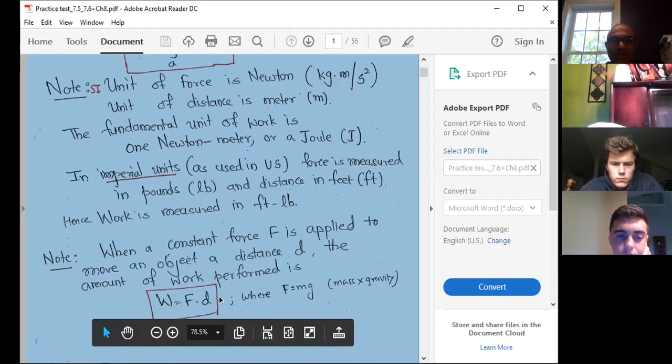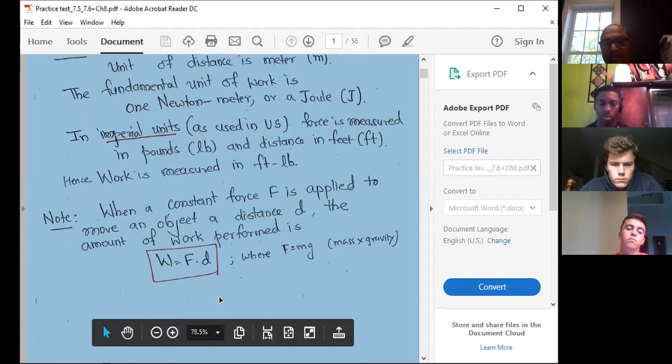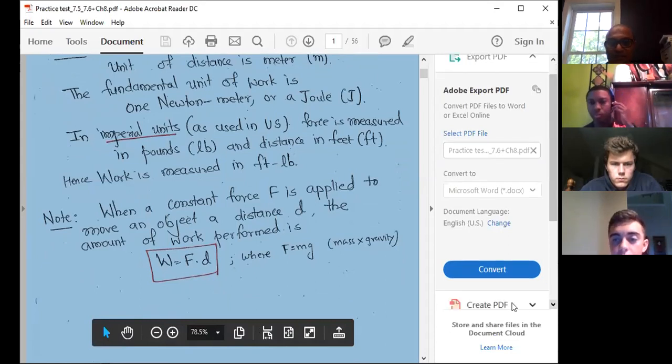So when a constant force F is applied to move an object from one point x = a to x = b, that is called distance d, then the amount of work performed is W = F times d, where F is measured using the formula F = m times g. m is the mass and g is gravity. Okay, guys?